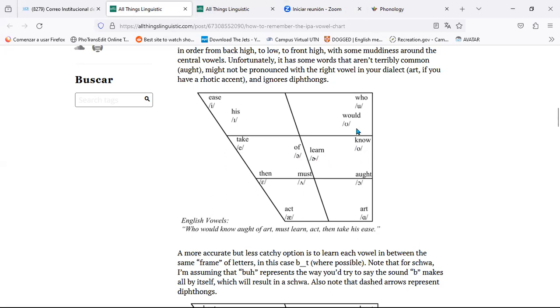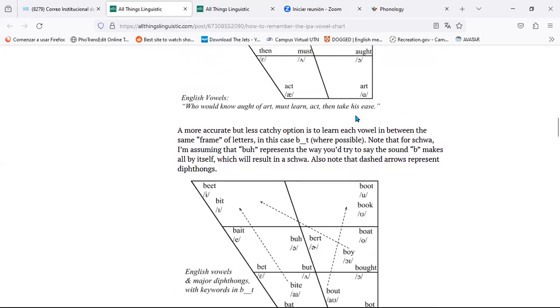And then these vowels, u, o, a, and a, are going to be made in the back of the mouth.